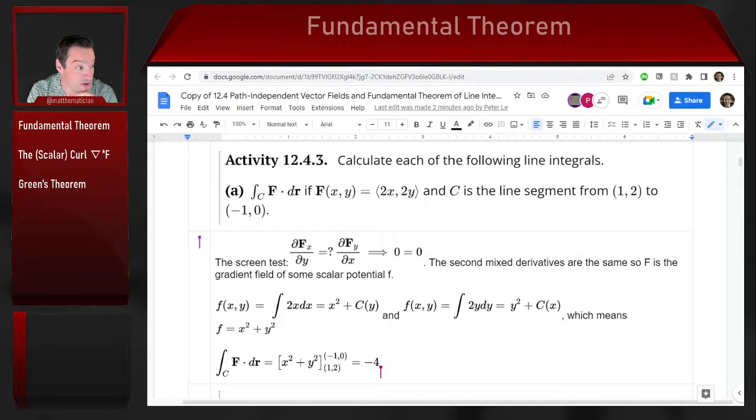And so according to the fundamental theorem, we then just have to evaluate that scalar potential function at the ending point, which is (-1, 0), and at the starting point, which is (1, 2) of our path, subtract those results, and that gives us the value of the path integral of that vector field from that starting point to that ending point, regardless of how we got from starting point to ending point. So it didn't matter that this was a line segment. It could have been a portion of a circle, it could have been a spiral, it could have been a piece of a parabola. It doesn't matter what it is. As long as the starting point and ending point are the same, this integral is path independent.